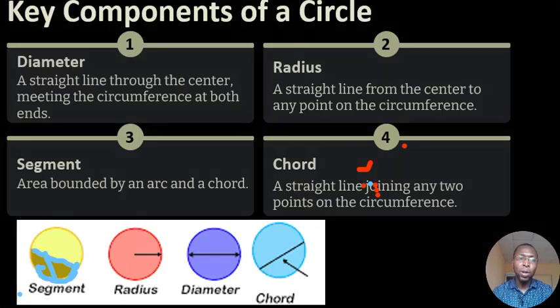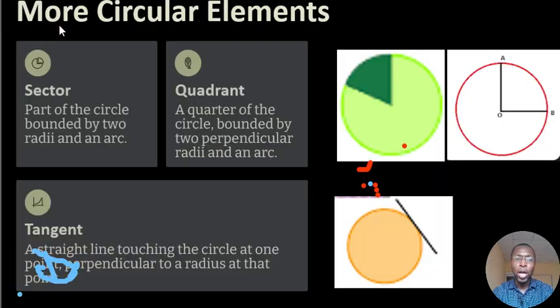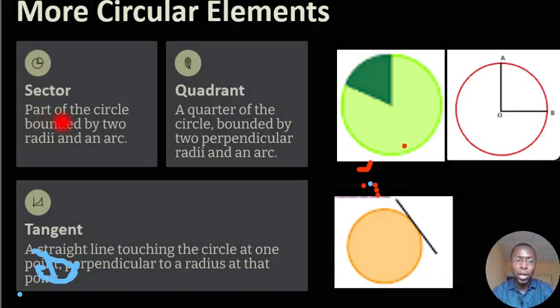However, we have other components of the circle that also play a major role. And number one is the sector. A sector is a part of the circle bounded by two radii and an arc.